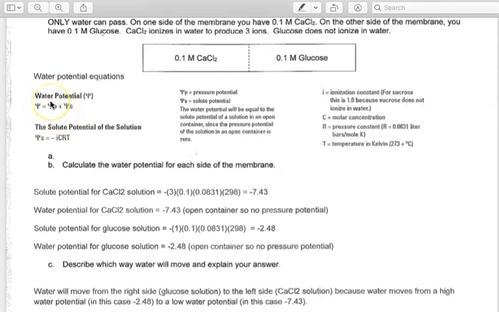Pressure potential will only be relevant in a question if they tell you that the beaker where the solution is held is a closed beaker, so that it doesn't allow any volume change, and that means that there could potentially be pressure once water starts moving. And it's also relevant when you're talking about plant cells, because since a plant cell has a cell wall, it can only take in a certain amount of water. After a certain point, the cell wall is going to start putting pressure against the entry of water, and no more water is going to enter.